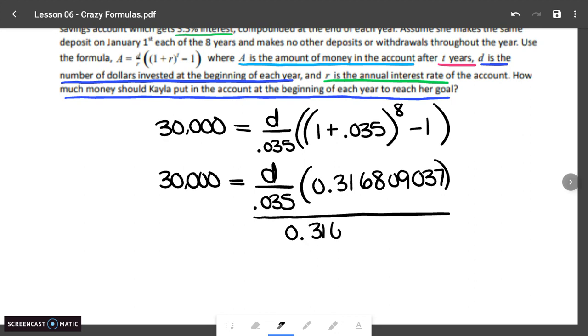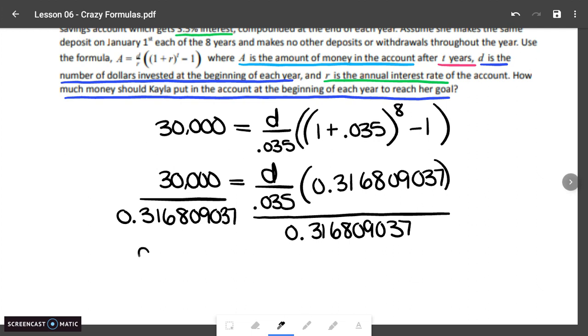Now, in my calculator again, I'm going to divide that number from both sides. So remember, I would just use the calculator as I go in here. You don't have to write out all the digits, but we just want to avoid rounding too soon. I would keep maybe 5 decimal places just to be safe. But I'm going to take 30,000 and divide it by that using my calculator. So we end up with 94,694.26846. It's equal to D over 0.035.